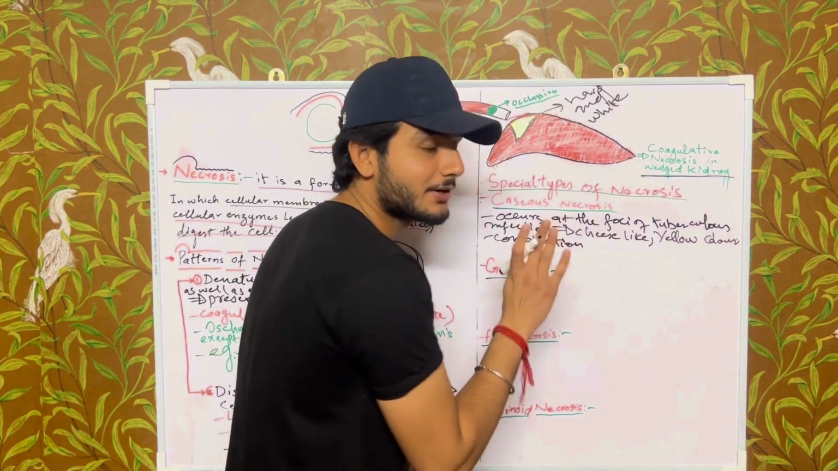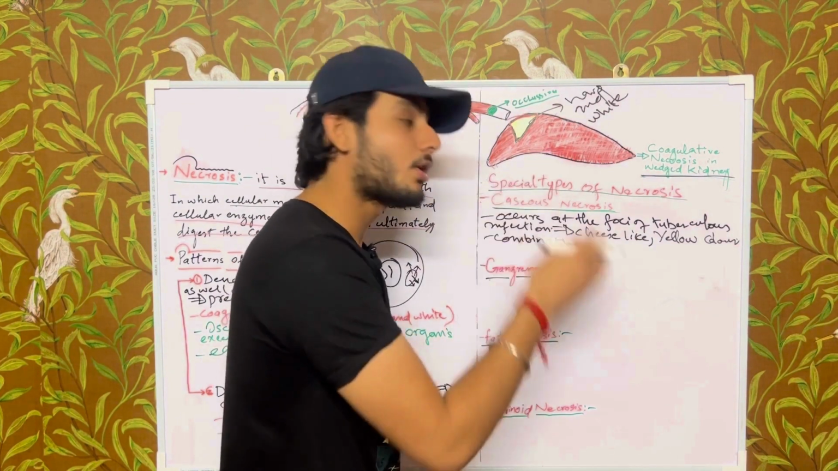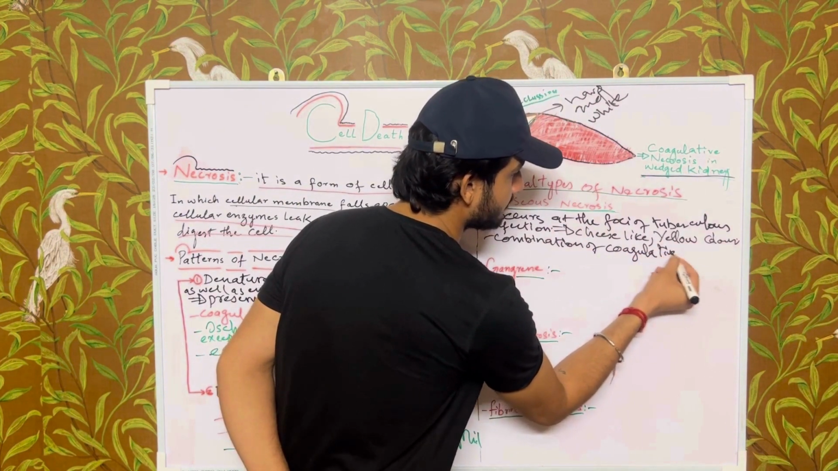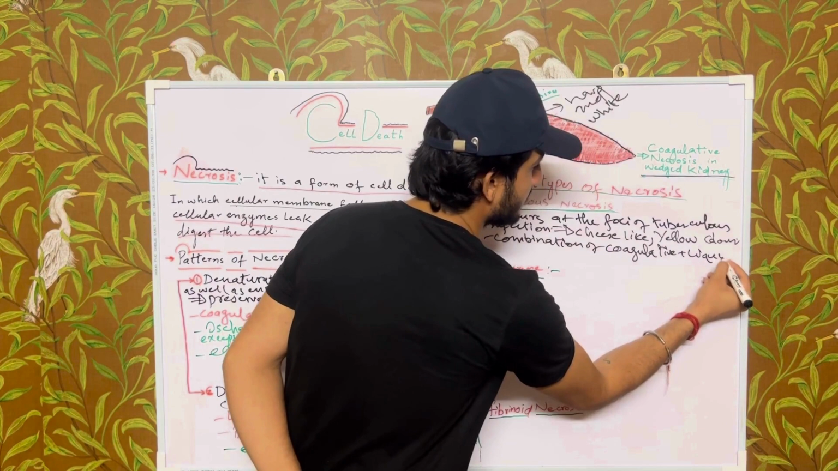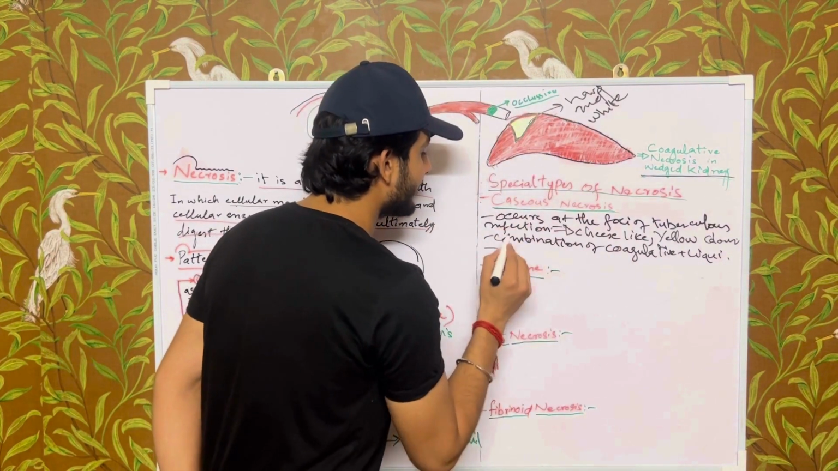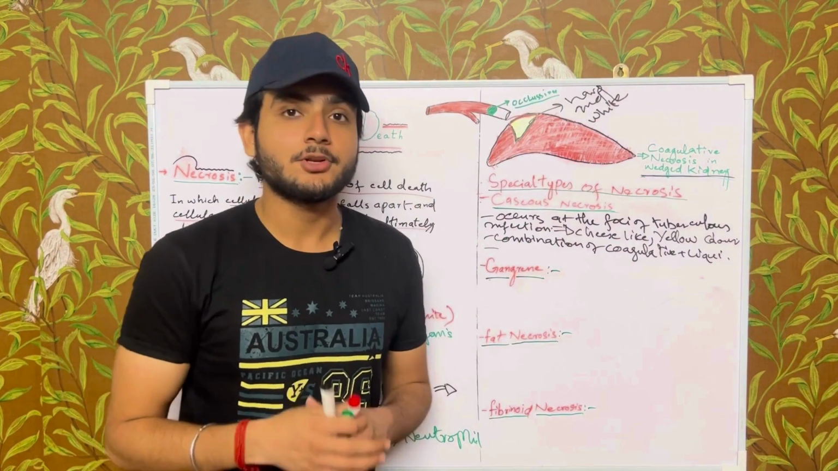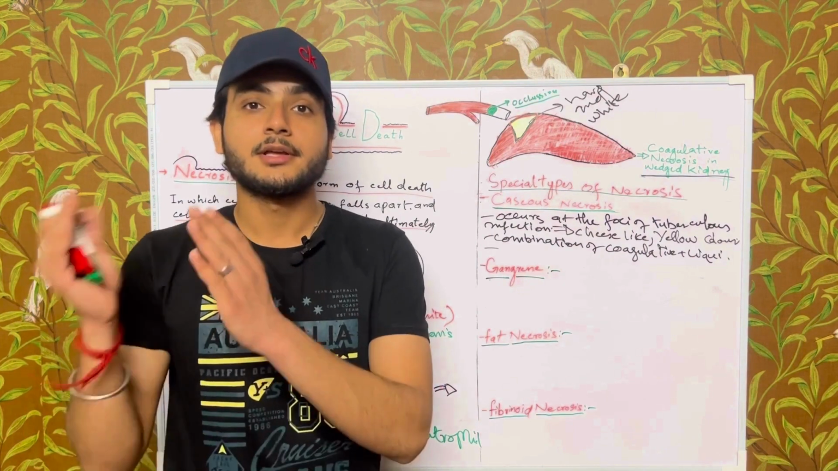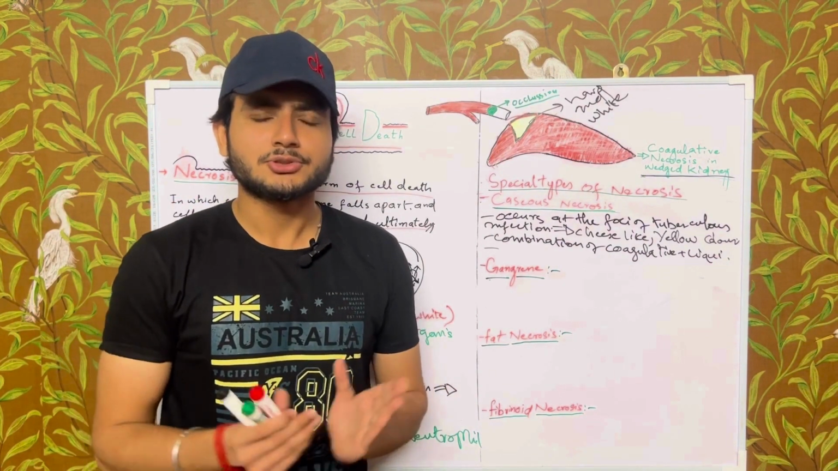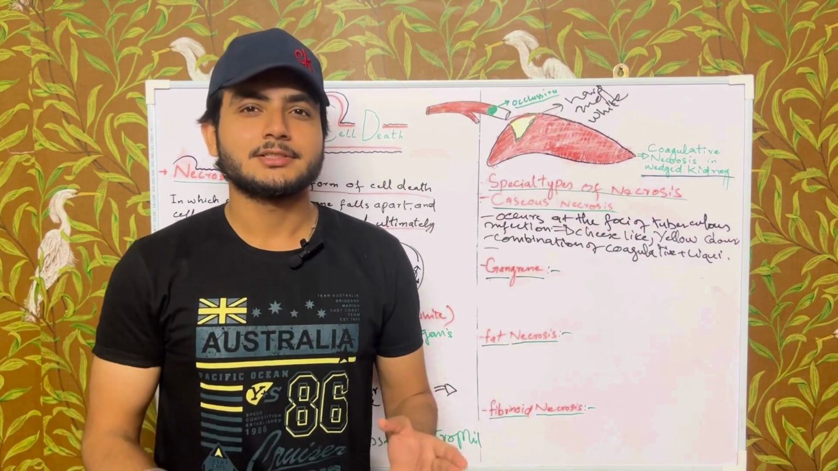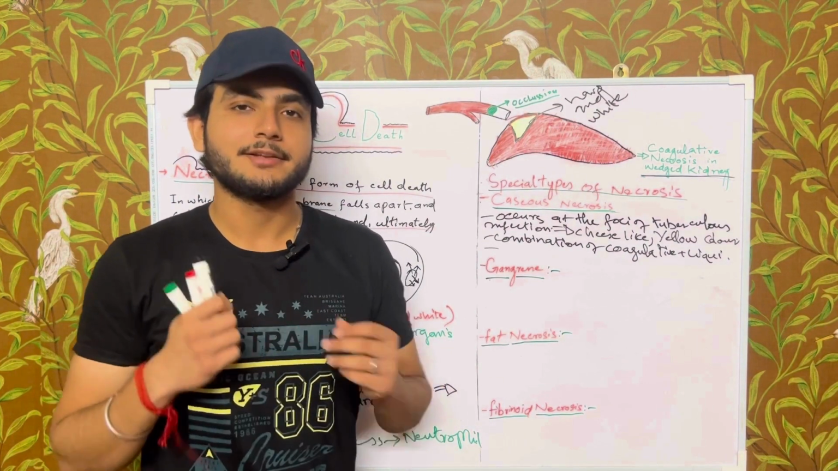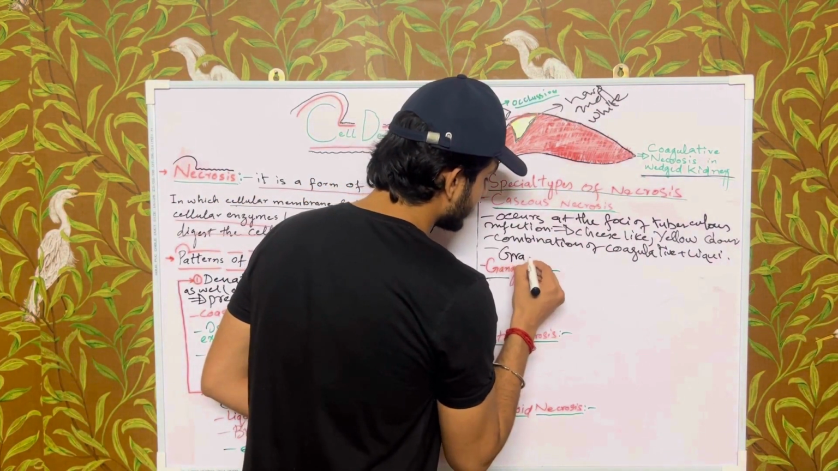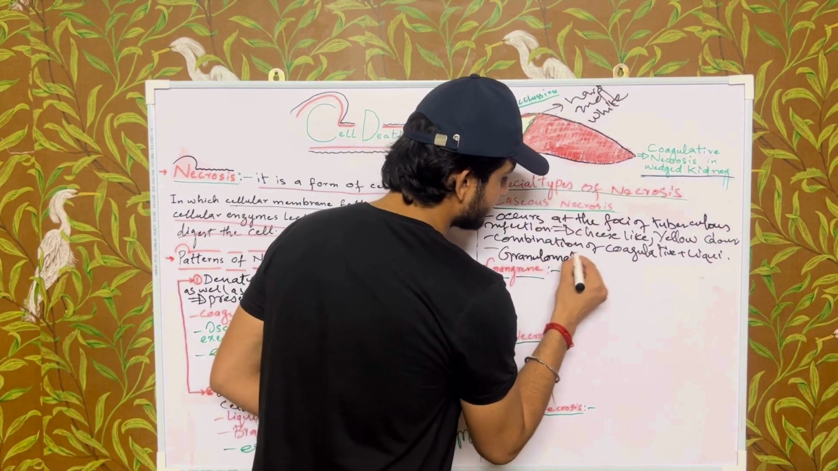Unlike coagulative necrosis, in this case the tissue architecture is lost. This special type of necrosis is mostly characteristic of granulomatous inflammation. Just remember it for the time being. We'll discuss it in much more detail in the topic of chronic inflammation. Right now, just remember it. Characteristic of granulomatous inflammation.